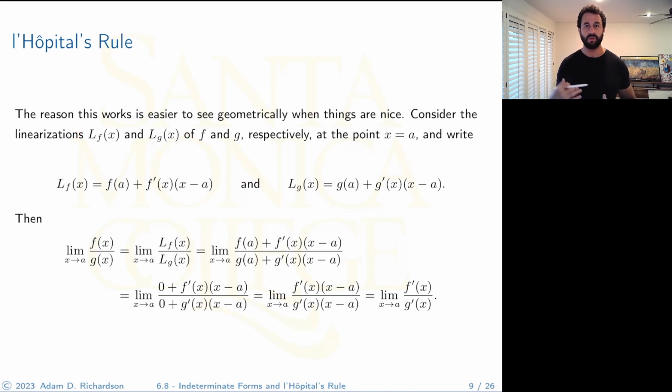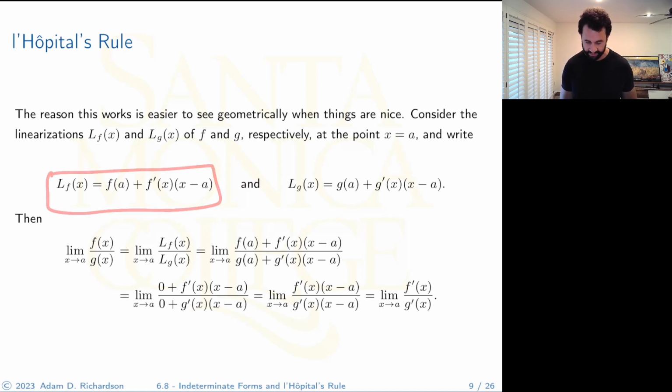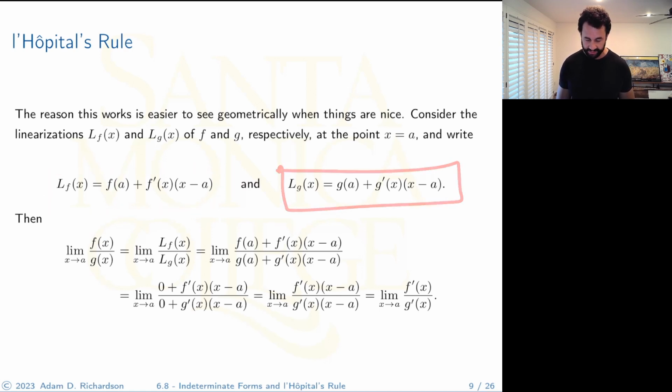So if you recall from Calc 1, or even from the review that I did earlier, we can talk about the linearization of these functions at the point a. And a linearization is just a linear approximation of that function at the point a. And so here's the linearization of f, here's the linearization of g, and we can basically look at the limit of these linearizations instead. So here, the limit as x goes to a of f of x over g of x is equal to the limit as x goes to a of the linearizations of f and g.